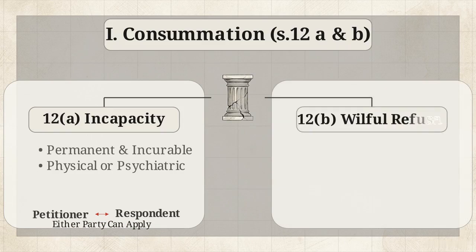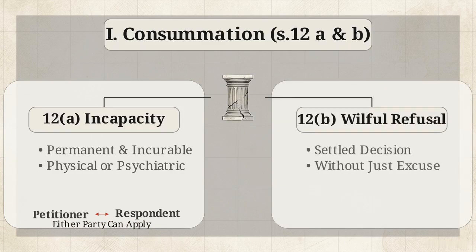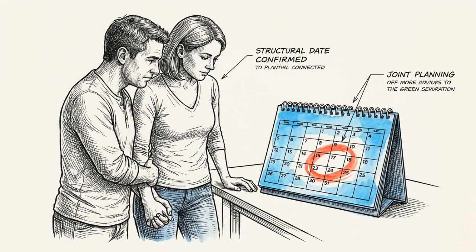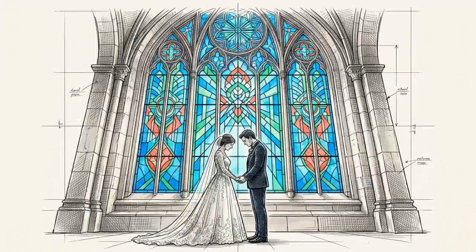Meanwhile, subsection 12B covers willful refusal. This requires a settled decision by the respondent not to consummate without a just excuse. What counts as a just excuse? If a couple agreed before the wedding to delay consummation until a specific religious ceremony took place, that agreement could defeat a willful refusal claim.